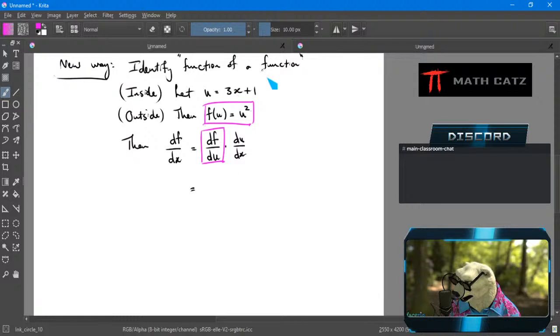But of course, other things are written there, so I have to train myself to not look at it. That derivative is 2u. Is everyone happy with the 2u?